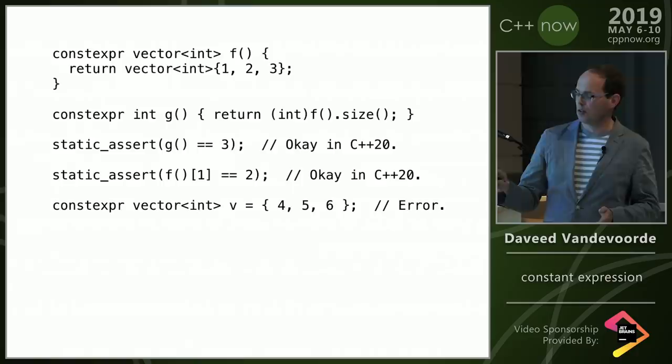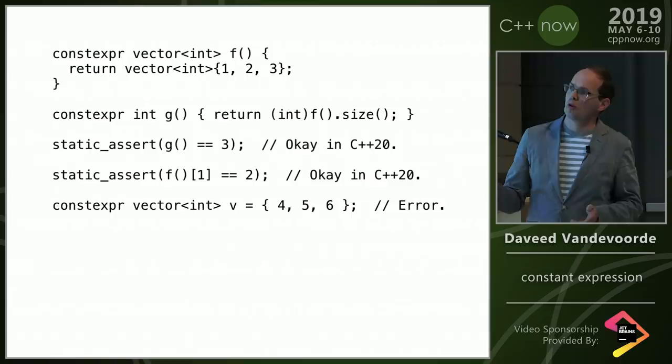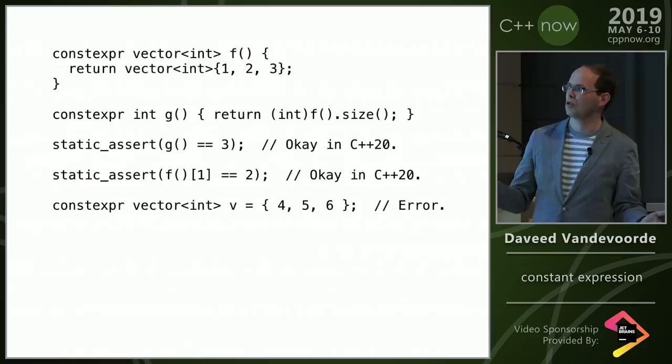Here's a slightly more subtle example. I call f, so I have this temporary still sitting there with my dynamic allocation. I take element 2 there and I compare it to 2. I still have that temporary sitting there, but this is a full expression. So the destructor will run, and if at the end of the full expression everything's cleaned up, I'm still okay. So that's okay in C++20.